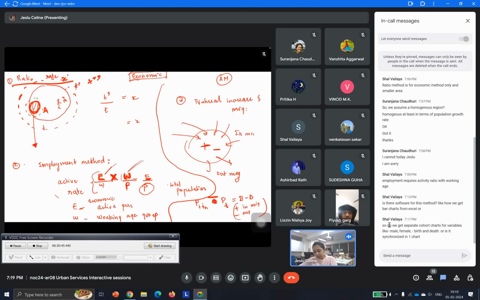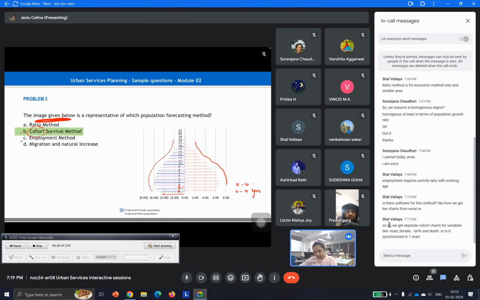So let's come back to this graph. This graph mainly talks about the projected population. On one side we have the male and female, and on the other side we have the projected population. So here it's shown separately. It can be shown as a single line, not separating male and female. It can be shown as separate lines also.